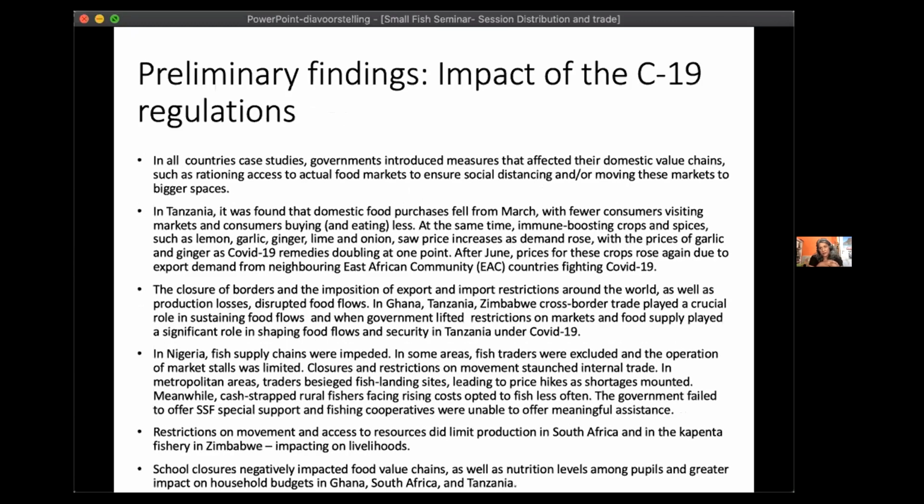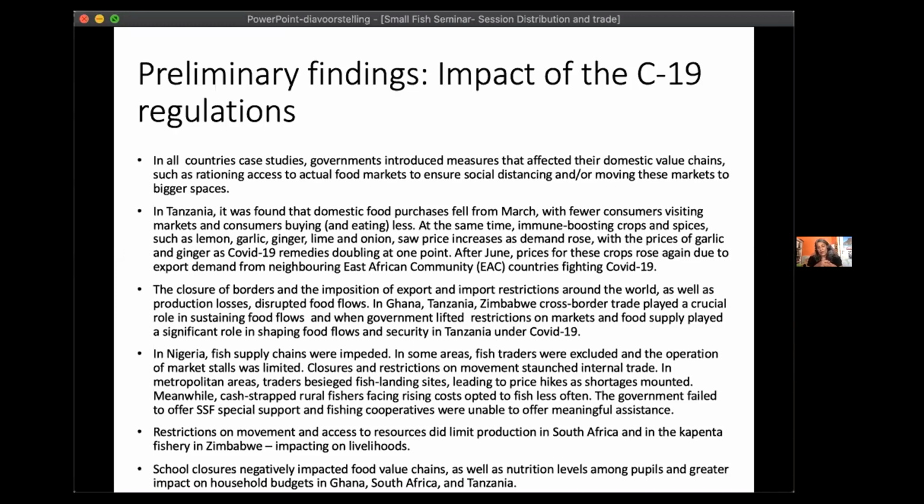Next slide, please. Some of the preliminary findings, because I know we are tight with time, are that in all country case studies, governments introduced measures that affect the domestic value chain, such as rationalizing access to the food market to ensure social distancing, and moving some of the markets to bigger spaces. In Tanzania, domestic food purchases fell from March, with fewer consumers visiting the market, and consumers buying and eating less.